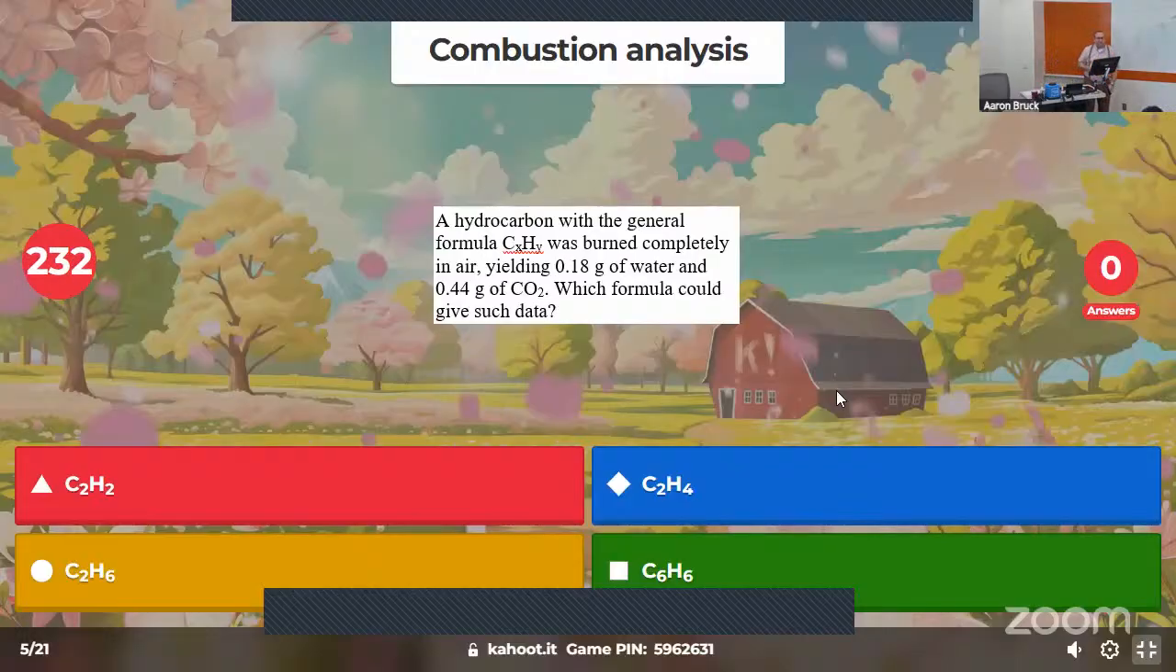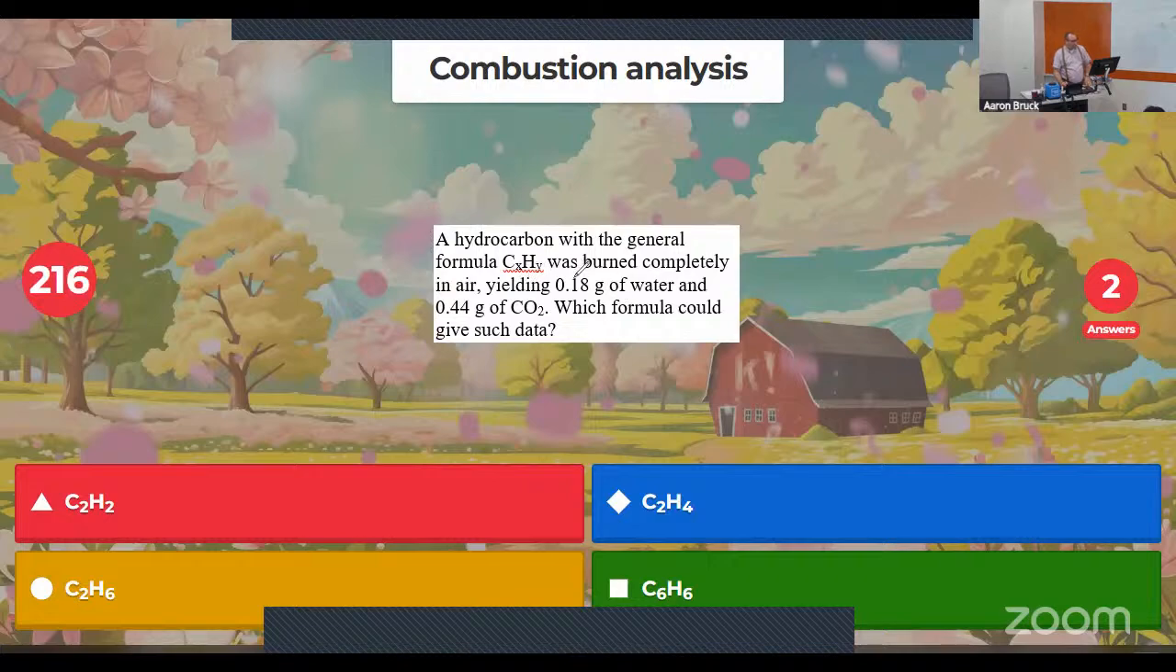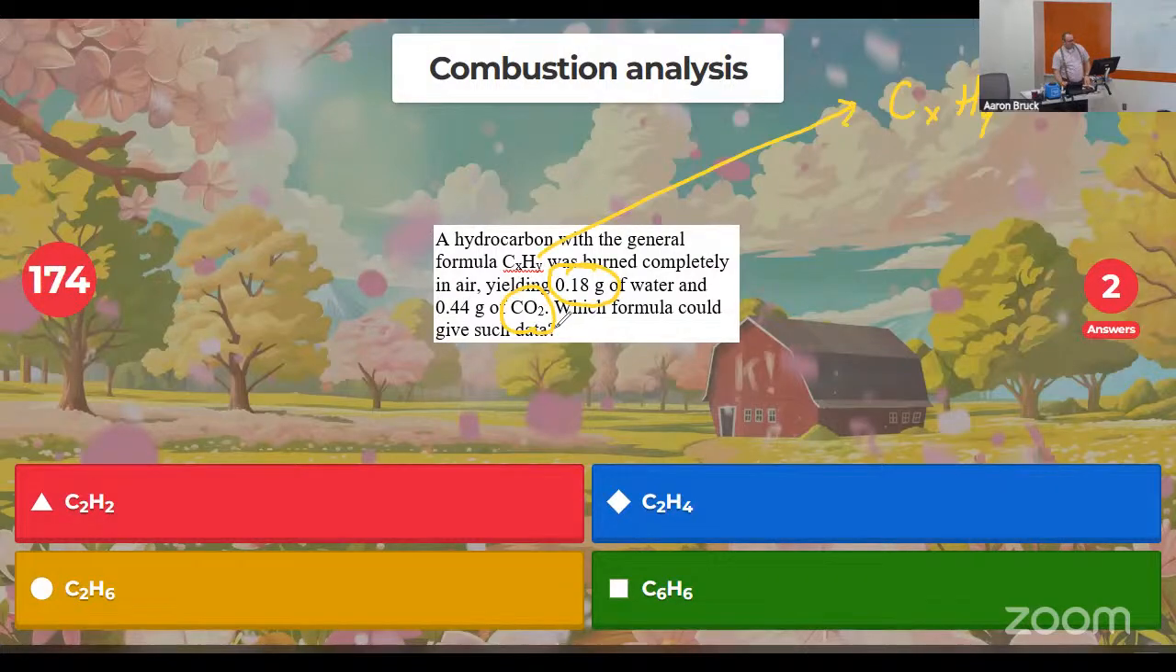This is one I talked about that is actually considerably easier than you think, so I'm going to talk about it today in class. The thing that you want to look at is, so carbon dioxide goes straight to carbon, water goes straight to hydrogen.